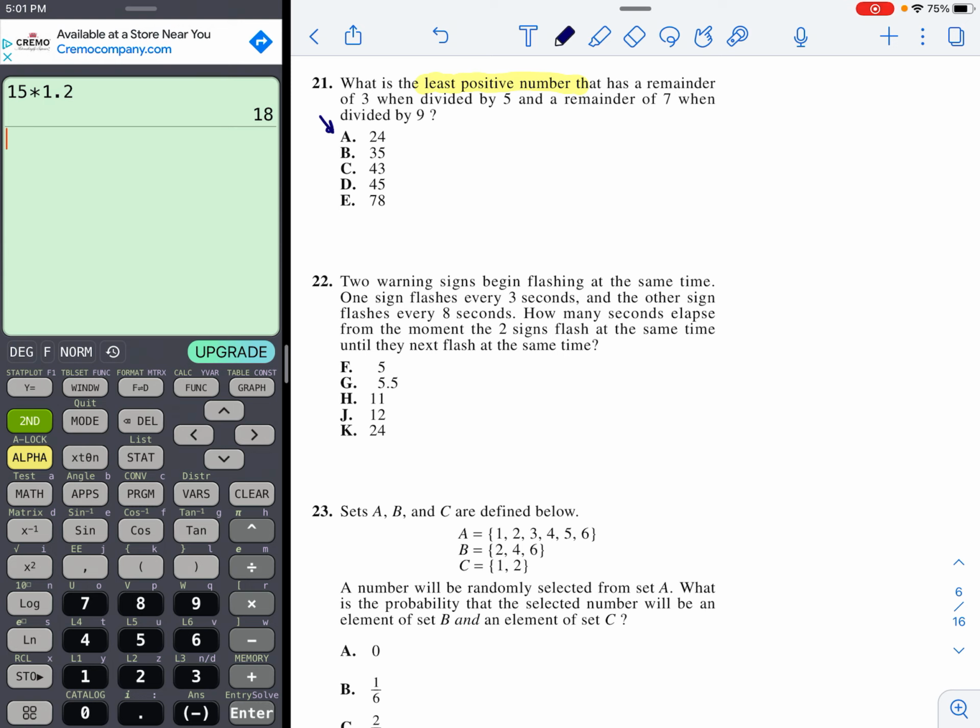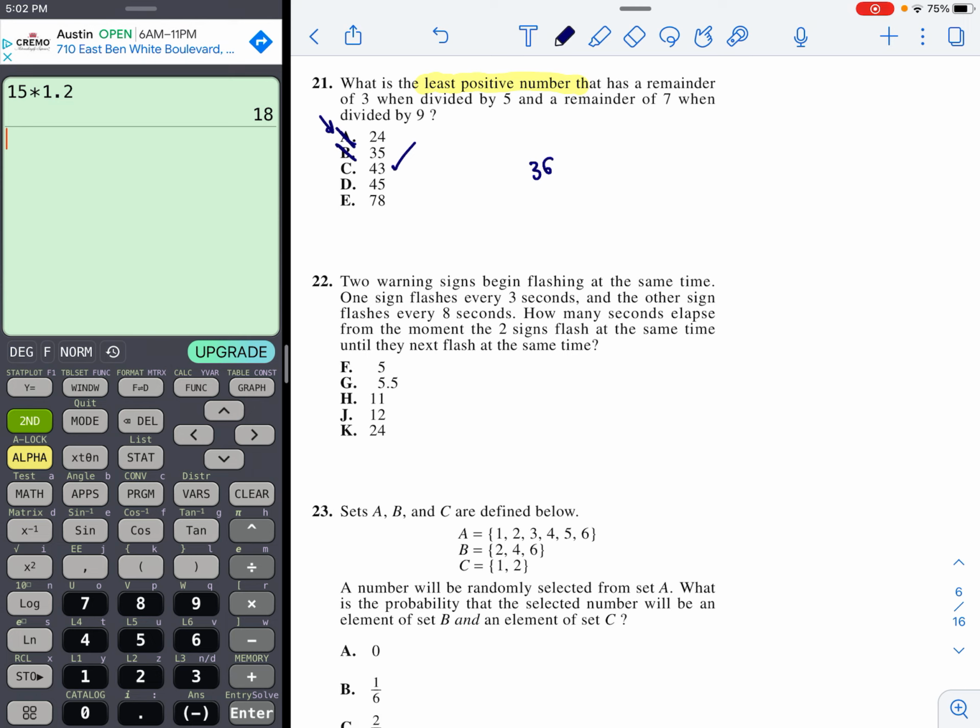So 24 divided by 5 has a remainder of 4, so it's not A. 35, 5 goes directly into it, so it's not that. Now 43, 5 goes into it 8 times with a remainder of 3, so it checks that first box, and now I have to think about dividing by 9.